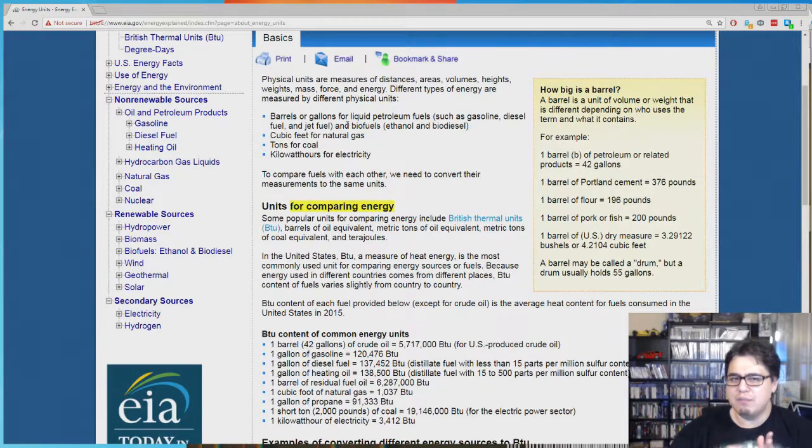So that's a good comparison where we could convert how much energy a barrel of gasoline has in BTUs, and then we could convert 1 ton of coal, how much energy is that, to BTUs. Then we could compare the BTUs from a barrel versus the BTUs from a ton of coal, right? So here in the United States, BTU is a measure of heat energy. It's most commonly used for comparing energy sources and fuels, right?